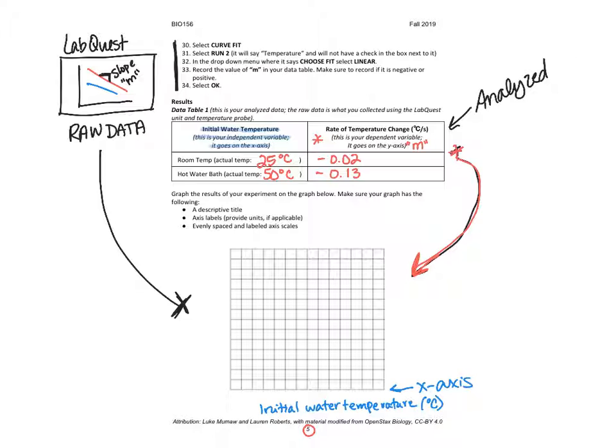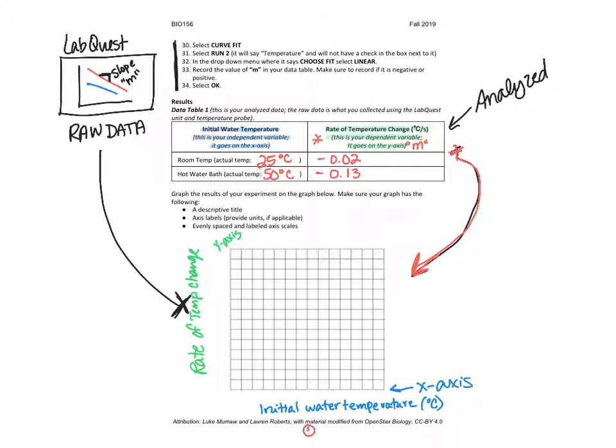The rate of temperature change over here, which I'm going to do in green, is our dependent variable, and it's going to go on the y-axis. Our y-axis, by the way, is the vertical axis over here. So we're going to write rate of temperature change.